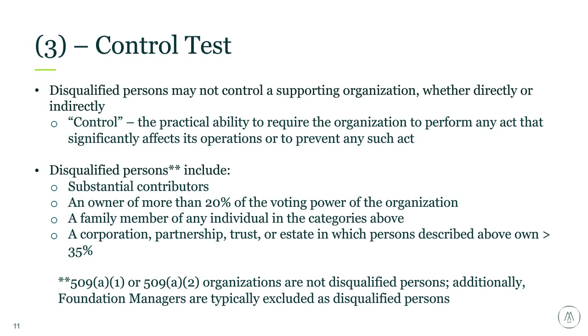It should be noted, however, that 509(a)(1) and 509(a)(2) organizations are generally not treated as disqualified persons. Thus, they can control supporting organizations, which we'll see they do with Type 1 organizations. Additionally, this typically also excludes foundation managers. So the definition of disqualified persons excludes foundation managers.